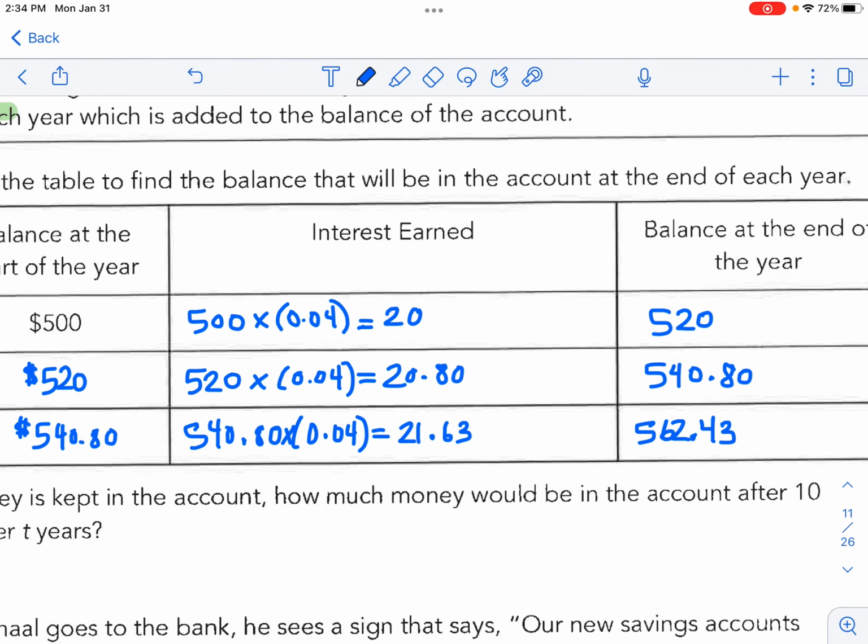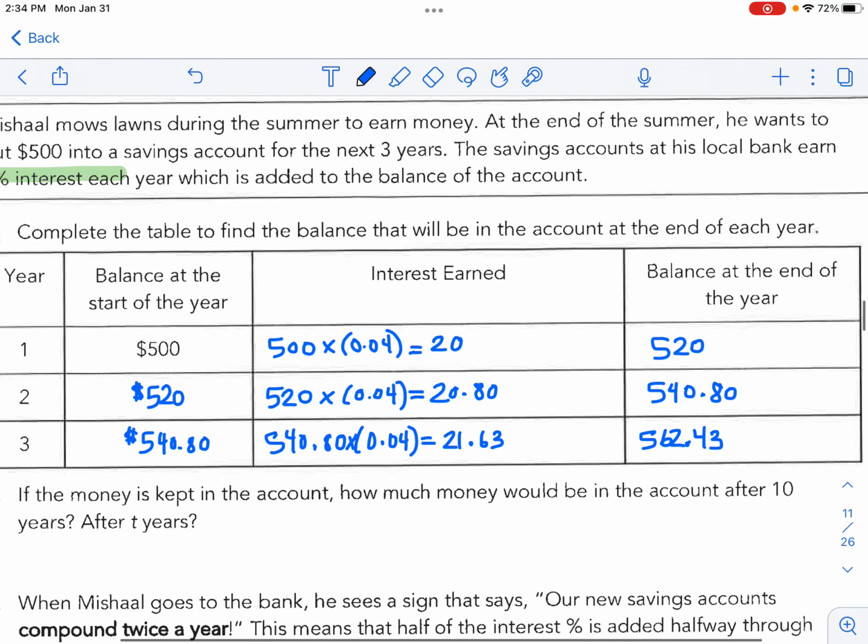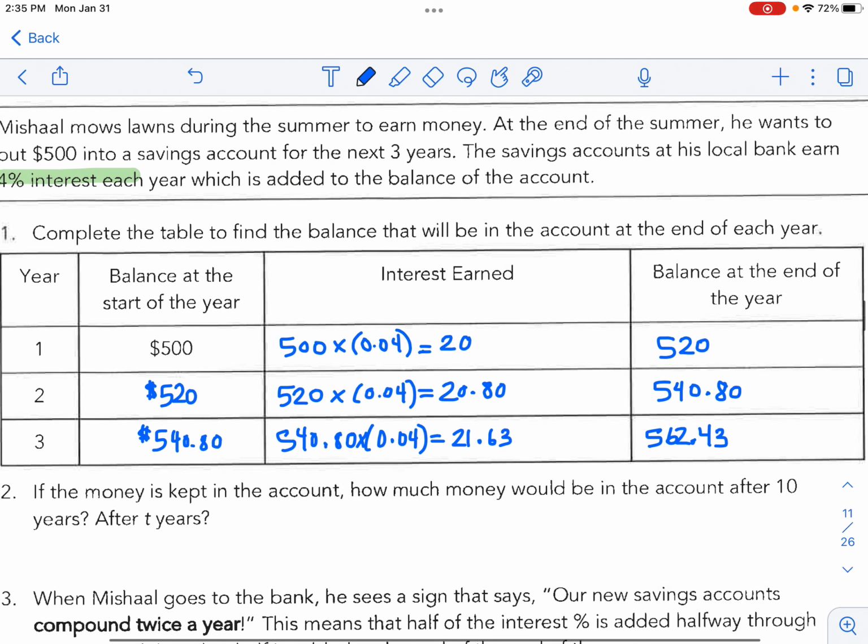So let's take a look at the math behind this, because making this table line by line, while it's not bad for 3 years, typically we invest for decades. So, 10, 20, 30 years. We don't want to make a table that's 30 lines long just to figure out how much we're going to have in 30 years. So we need to develop a mathematical model so that we can find out how much we have, say 10 years out, like this question is asking down here.